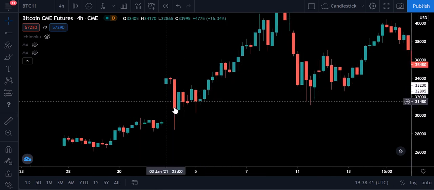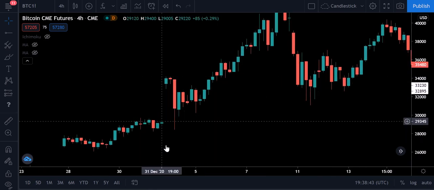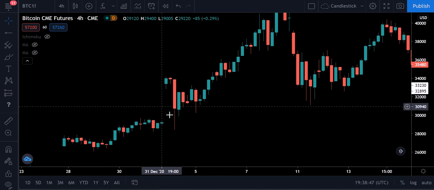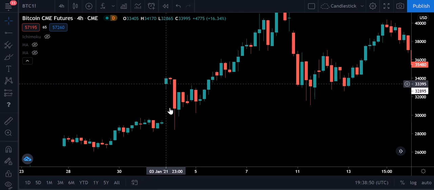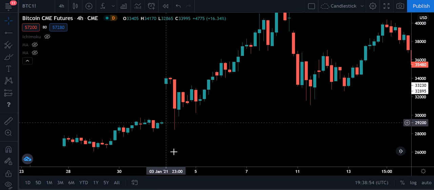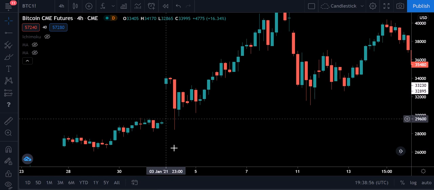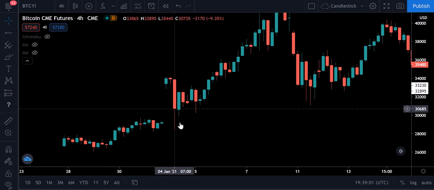Look at this gap. That's a good gap right there. That was from the weekend, it started down here. We were at 29,200, and when the weekend was over, we were at 33,000. So it was 33,000 to 29,000. That's a $4,000 gap, give or take. Don't worry about it if it's that close. But look how fast we filled it.